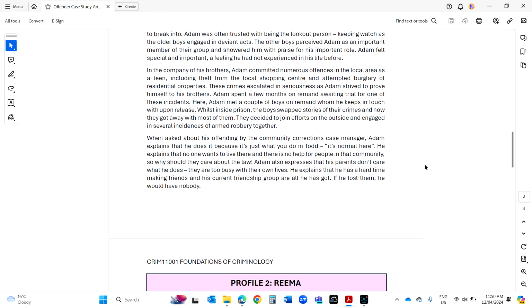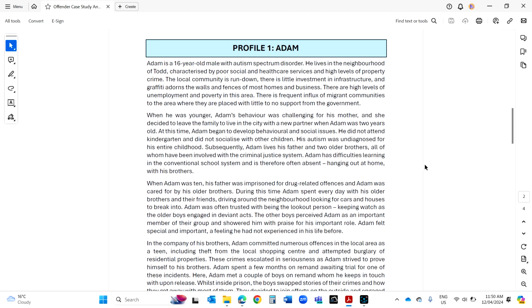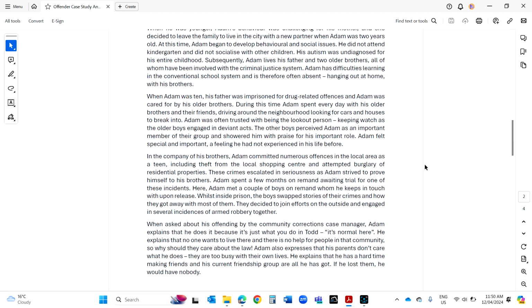He explains that no one wants to live in that community, but his parents don't care about him. There's not a lot of investment in him. And he also has had a hard time making friends. So he's really trying to stay in with his friendship group. They're all that he has got, and if he lost them, he would have nobody. So from reading this, it should be clear which theories of crime would apply. We will brainstorm in the workshop.